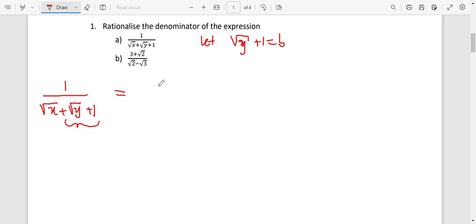Meaning that this expression, I'll now write it as 1 divided by square root of x plus b. Now from here, I'm going to look for the conjugate.